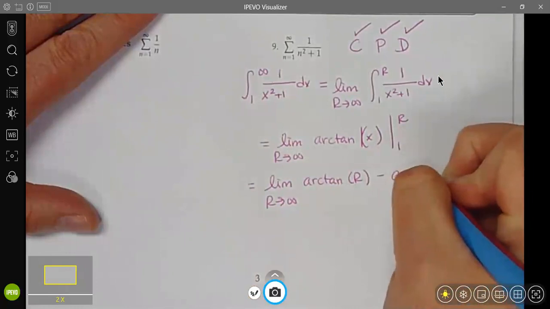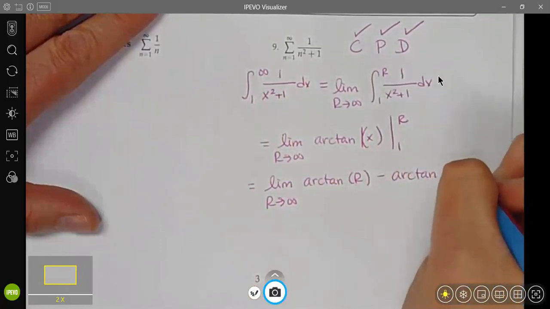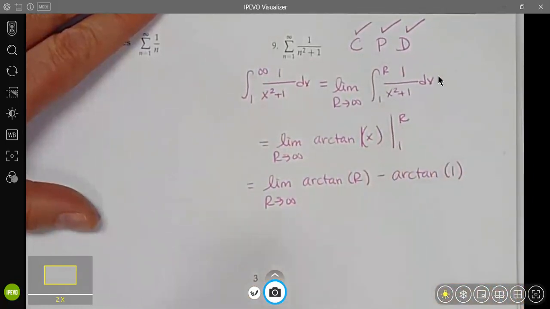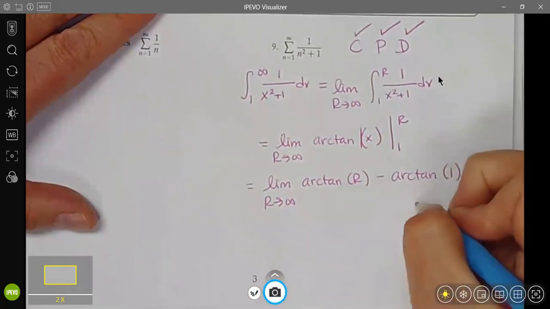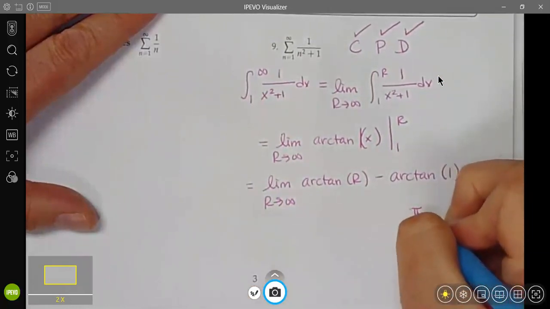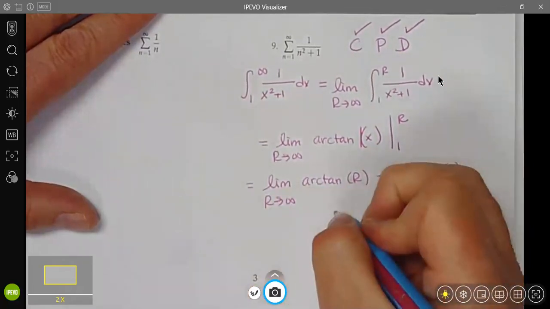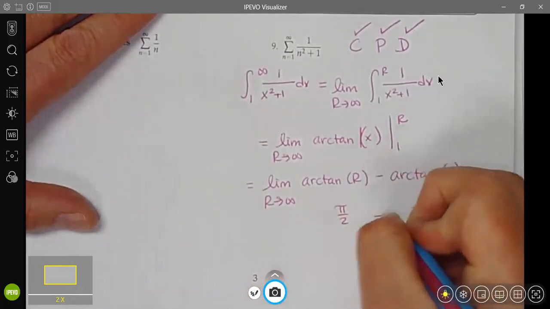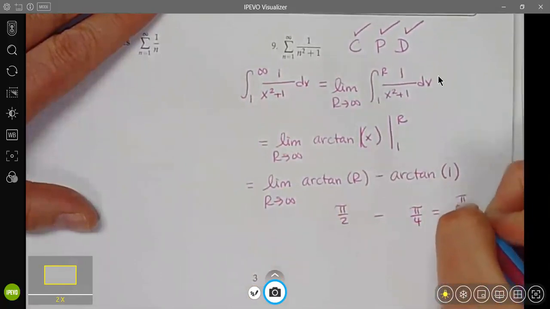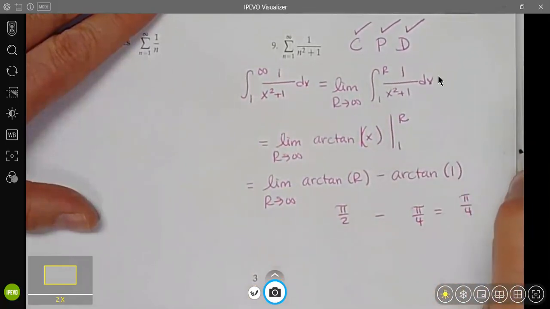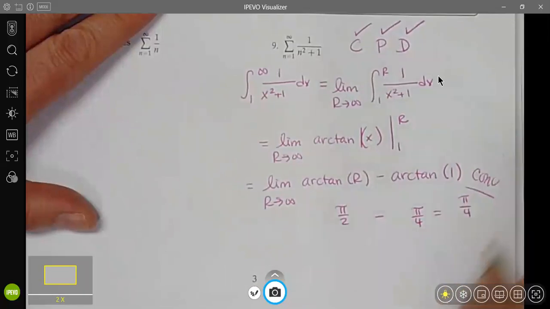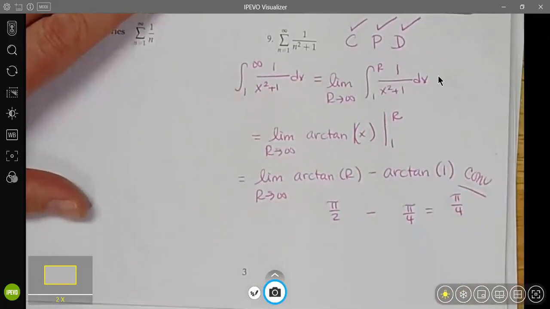minus arctan of 1. Okay, so arctan of 1 is going to be pi over 4. You can always put that in your calculator and test that out. And the limit, you can look at the graph to get this, but that limit is pi over 2. So I get pi over 2 minus pi over 4, which gives me pi over 4. So this integral converges. And now I just need to do my write-up.